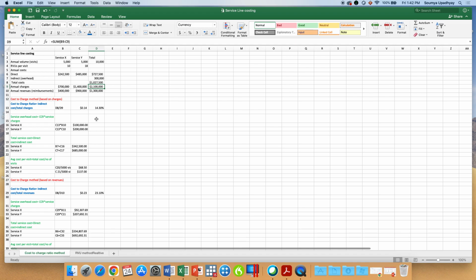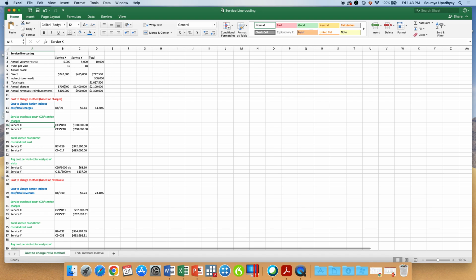Now, I told you in the previous video that once we have the CCR calculated, it is used to estimate the overhead cost for each individual service. And how we calculate the overhead cost is: service overhead cost equals cost to charge ratio multiplied by service charges. So for service X, the cost to charge ratio is given in C13, and then you multiply it with B9.